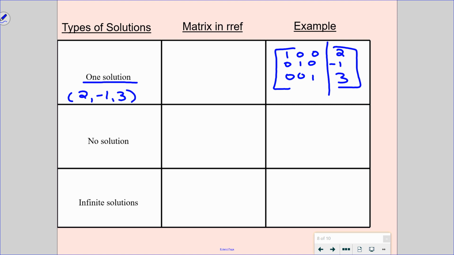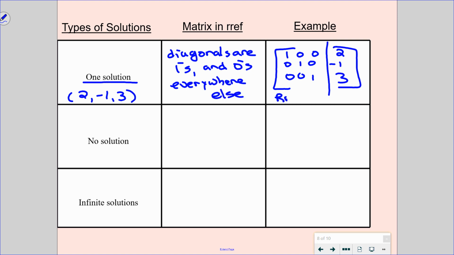So the key that you're looking for is that the diagonals are all 1s and that there's zeros everywhere else. And again, that describes reduced row echelon form. It's the most common answer that you get, right? More than likely, your calculator is going to give you something that looks very similar like this, all right?